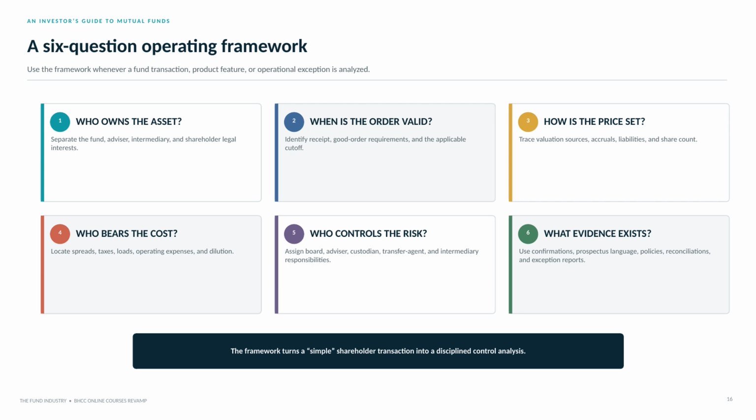Fifth, who controls the risk? The board, advisor, custodian, transfer agent, or intermediary? Finally, what evidence supports the conclusion? Look for confirmations, prospectus language, policies, reconciliations, and exception reports. These questions turn a transaction that looks simple on the account statement into a disciplined control analysis.